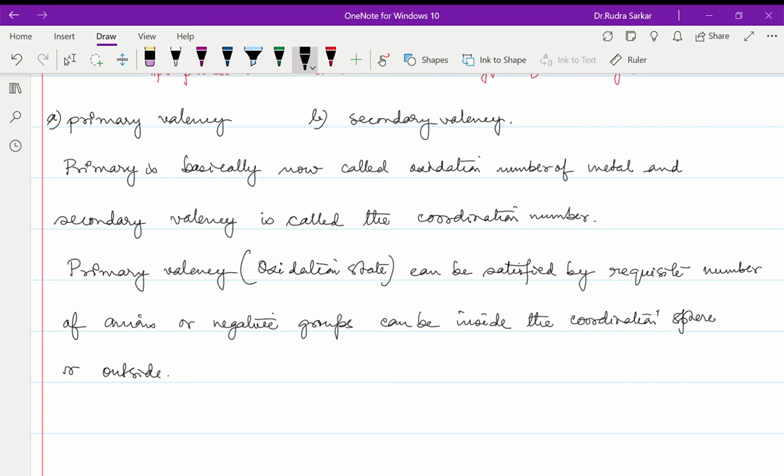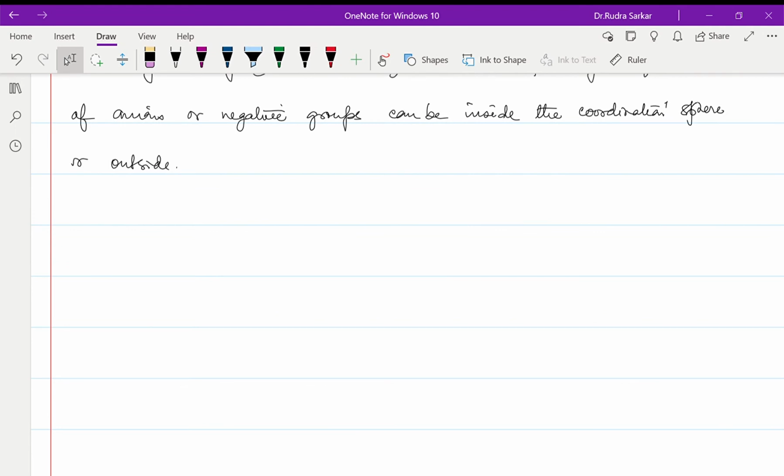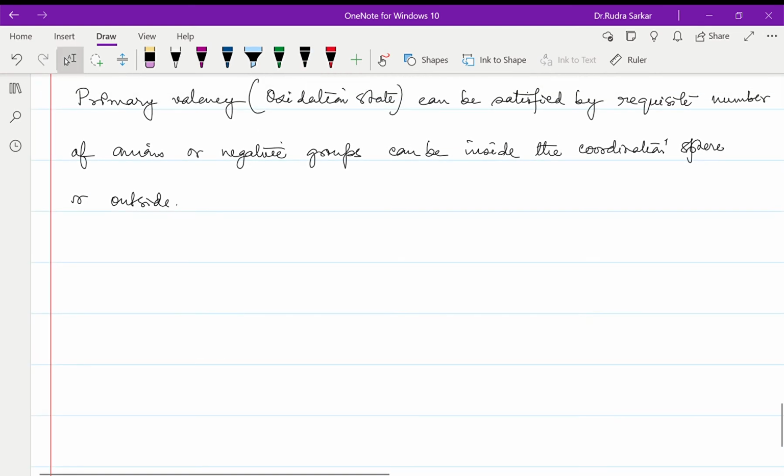Now let me give you some examples, otherwise it will be difficult for you to understand what I'm exactly saying over here. So Werner has given us two concepts: primary valency and secondary valency. And he is saying that primary valency is nothing but your oxidation number, and secondary valency is basically your coordination number. Let us take one example.